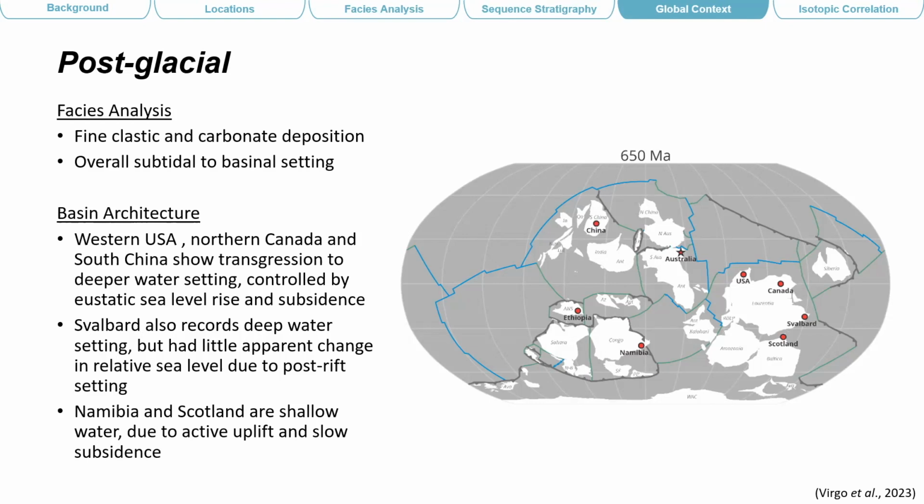In Svalbard, they do record a transition to a deeper setting, but that doesn't seem to be to do with any sort of change in their rift or their tectonic regimes. In Namibia and Scotland, they do have shallow water deposition relative to the other locations I looked at, and that's likely because they're going through quite different tectonic regimes at the time. Namibia was in a phase of active uplift, and Scotland was in a phase of slow subsidence, so it allowed for a smaller accommodation space and a more shallow setting.